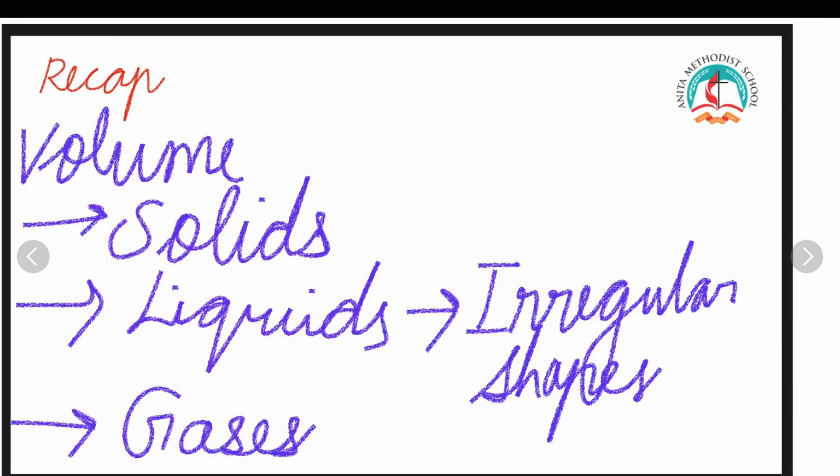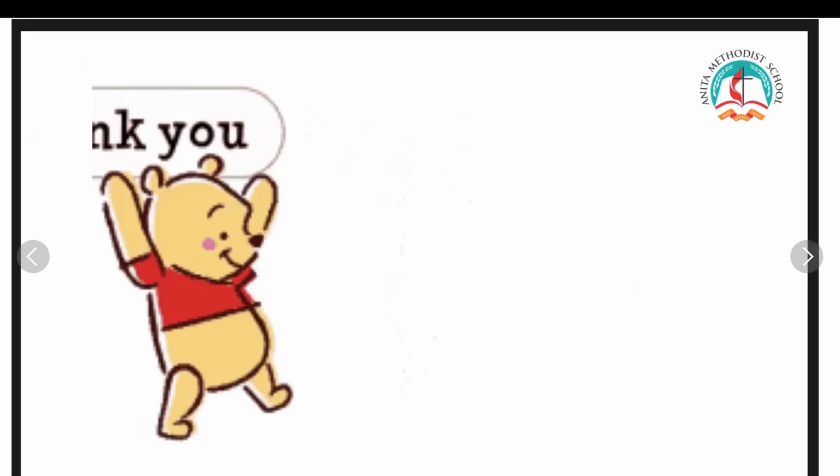So in today's class, we have learnt about volume of solids, volume of liquids. Under that we saw about irregular shapes and then volume of gases.